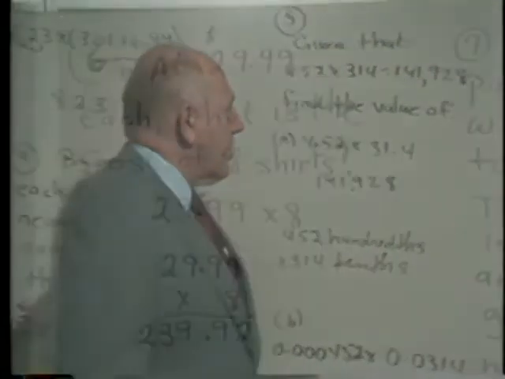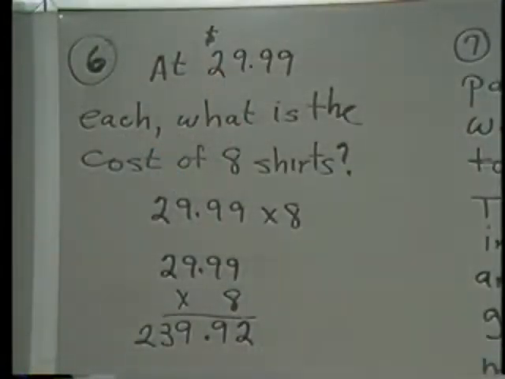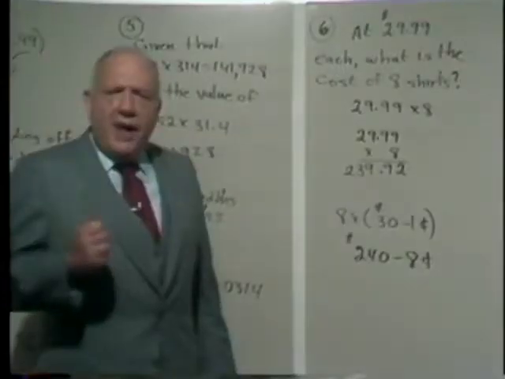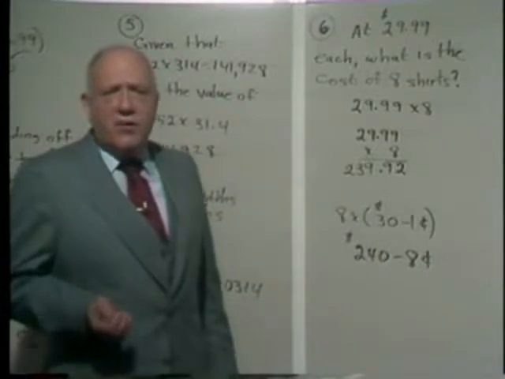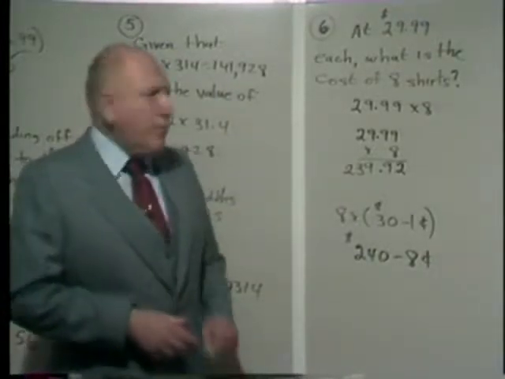Now, let me show you how that works over here. Watch problem number 6. Problem number 6 says, at $29.99 each, what is the cost of 8 shirts? Does any basic operation appear explicitly here? Is anybody telling you to add, multiply, divide, or subtract? No. The hard part of this problem is you have to figure out that step for yourself. Once you figure out that step, then one of the techniques that we used in the first 5 problems will help you solve this problem.